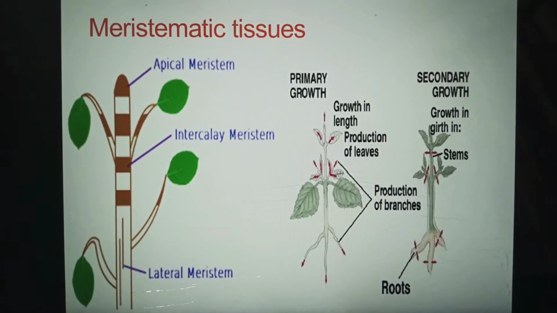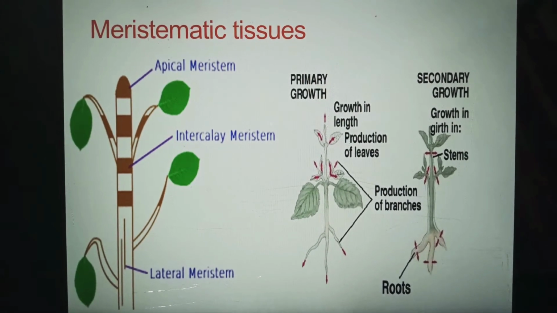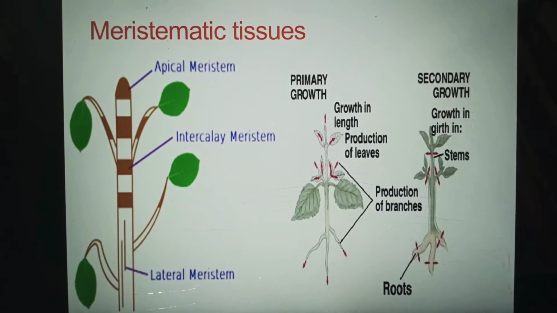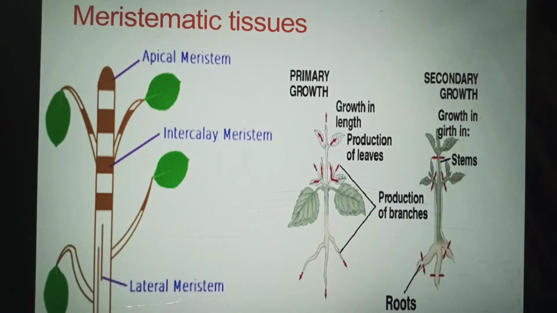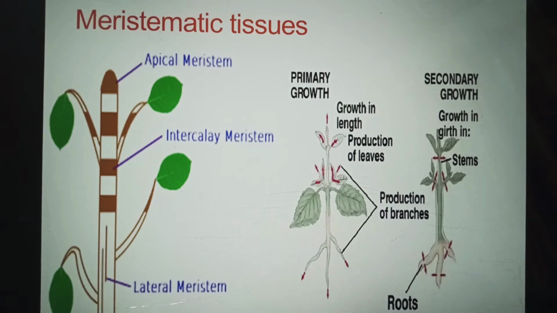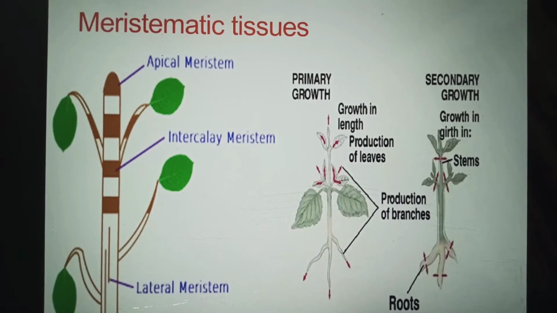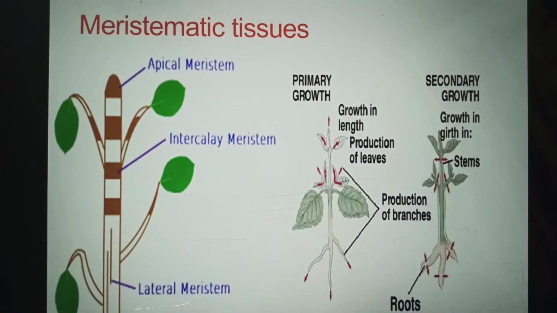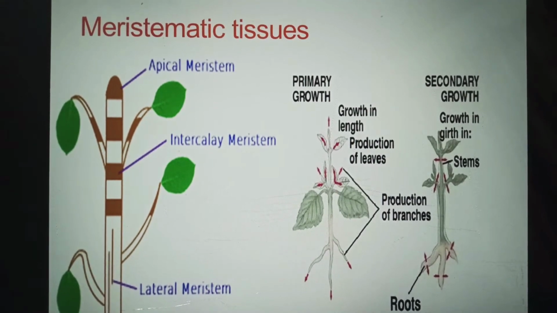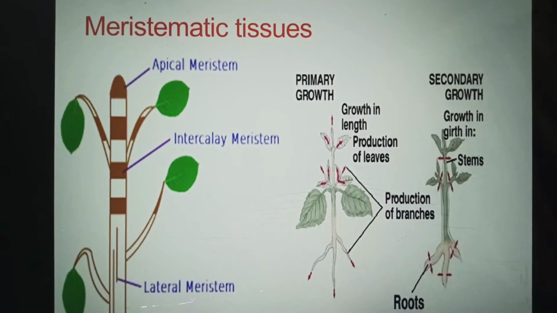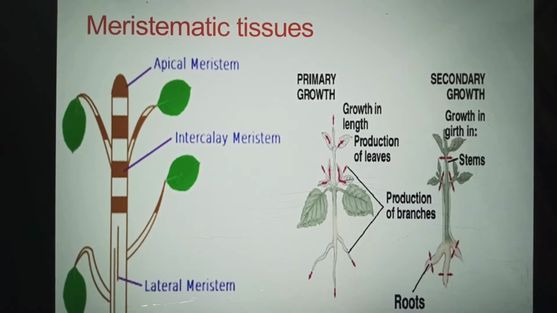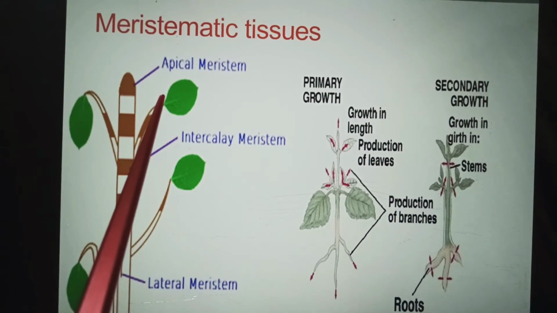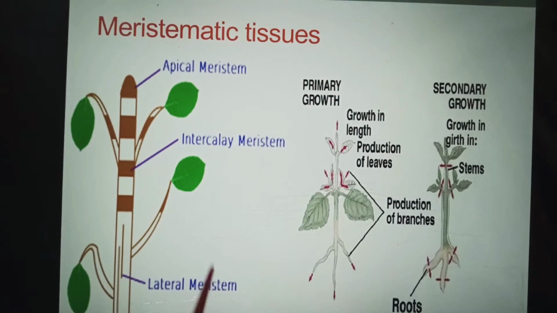These tissues are composed of cells which have the ability to divide, and the cells are thin walled and have a large nucleus with no vacuoles. They do not have intercellular spaces among them. Two main types of meristematic tissues are apical meristem and lateral meristem.